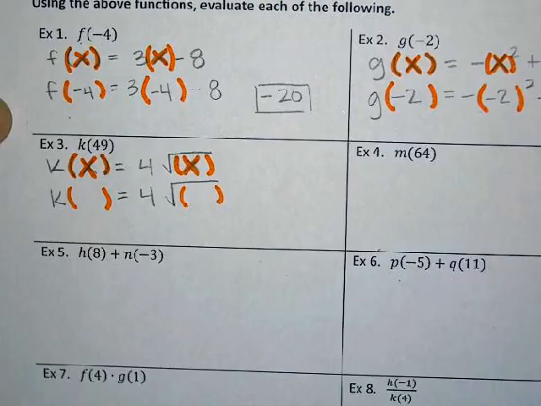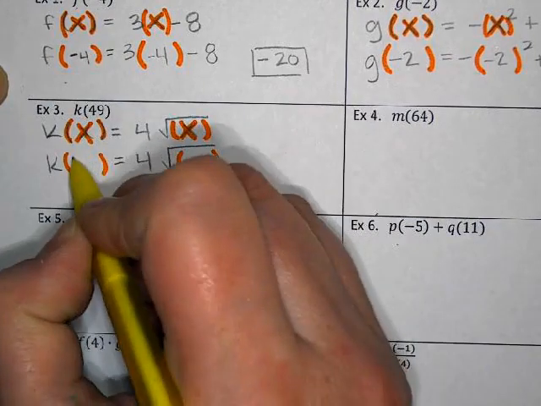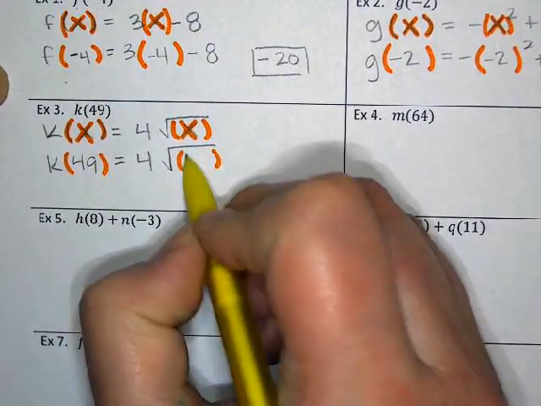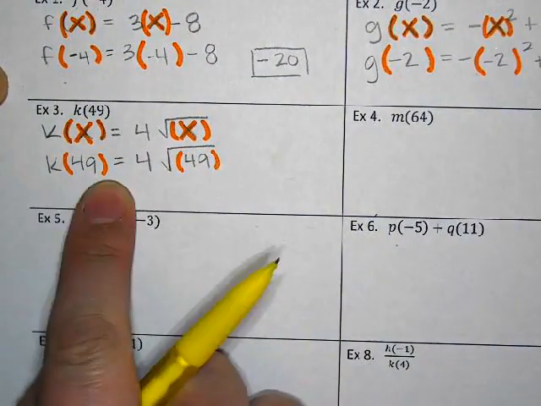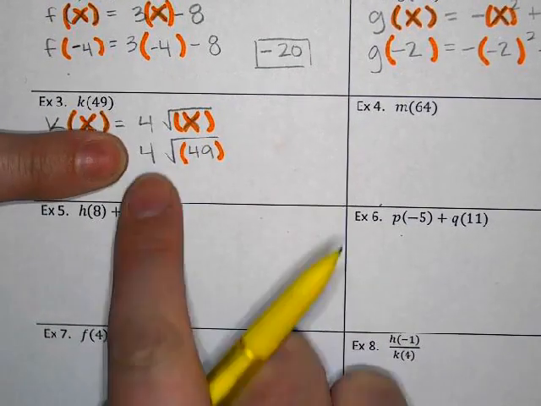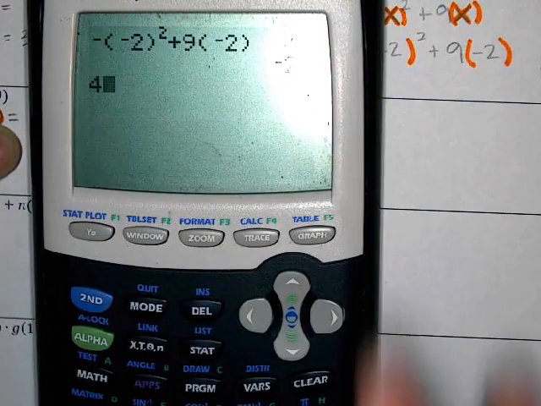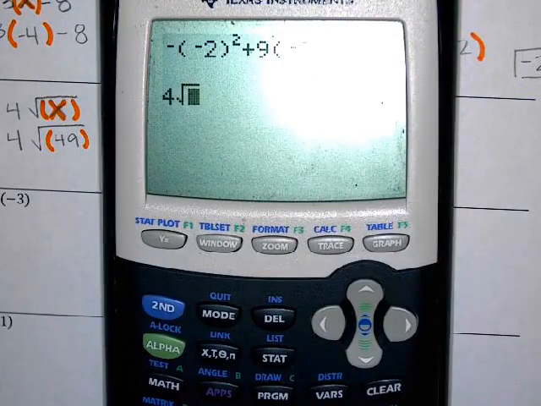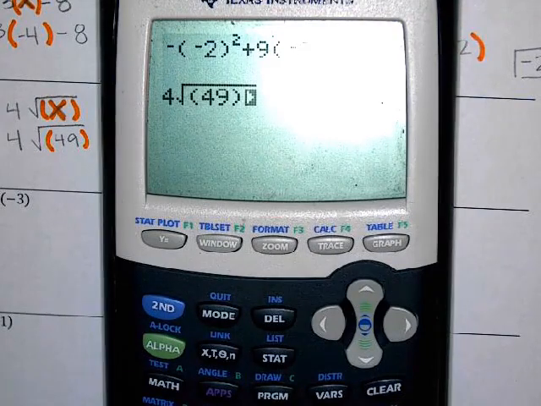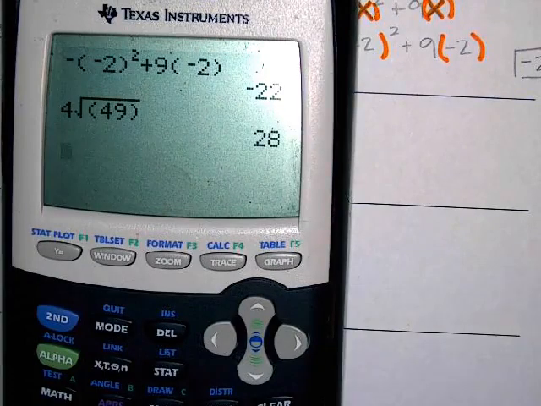So the number that I'm plugging in for x is 49. So over here I have my notation. I don't really need that now, and I can go ahead and plug in my problem. So I've got 4, and then I need my square root sign. And I'm going to go ahead and use parentheses because the problem has parentheses, and your calculator can handle this just fine. There we go. So the answer is 28.